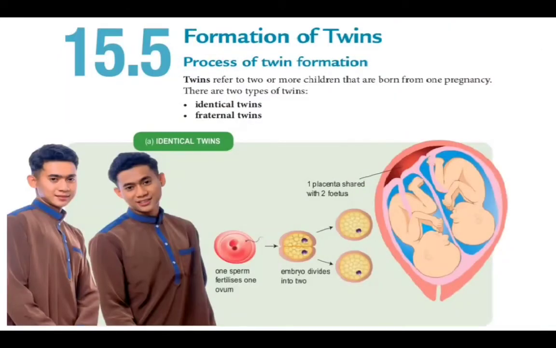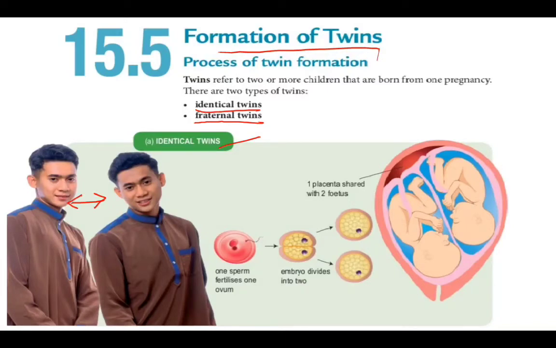Next one, 15.5. Formations of twins. Twins refer to two or more children that are born from one pregnancy, kembar. Okay, so two types of twins. Number one, identical twins. Number two, fraternal twins. Identical twins is kembar seiras. Fraternal twins is kembar tidak seiras. So here, identical twins, kembar seiras, muka sama, jantina pun sama.